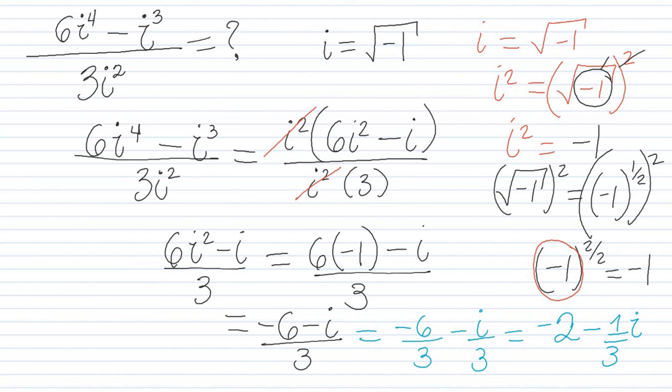So the answer to this question is actually, guess what? The answer to the question is -2 minus 1/3 i. And that's basically the way you solve it with the shortcut method.